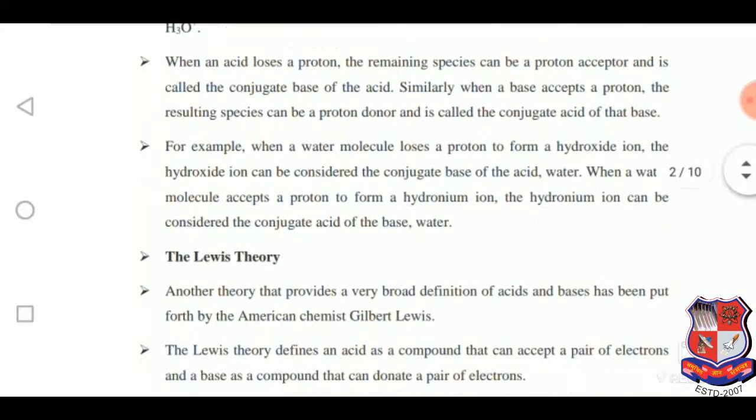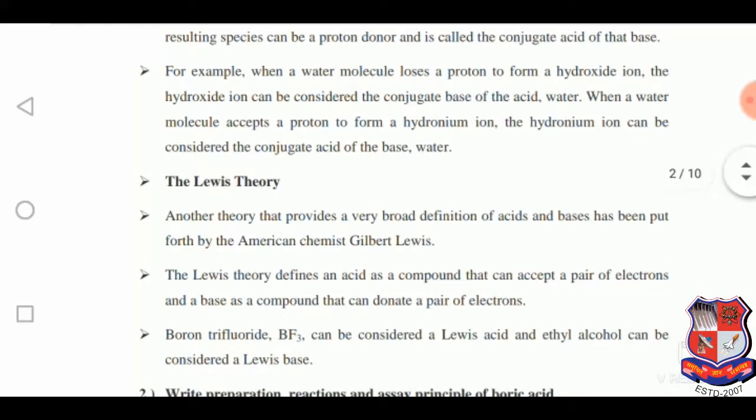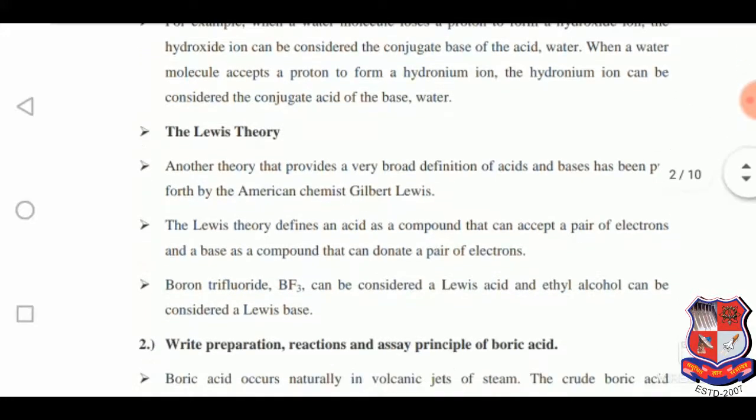Students have to learn. For example, when a water molecule loses a proton to form a hydroxide ion, the hydroxide ion can be considered the conjugate base of the acid, water. When a water molecule accepts a proton to form a hydronium ion, that ion can be considered the conjugate acid of the base, water.